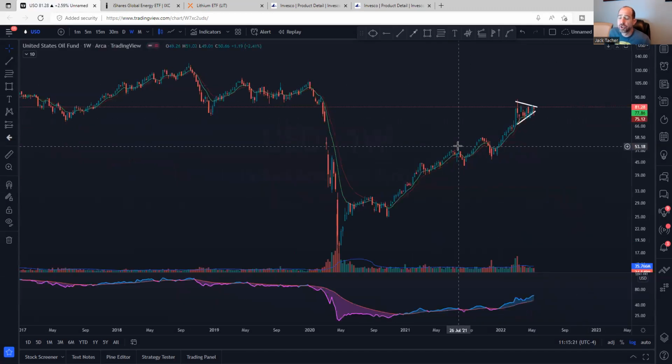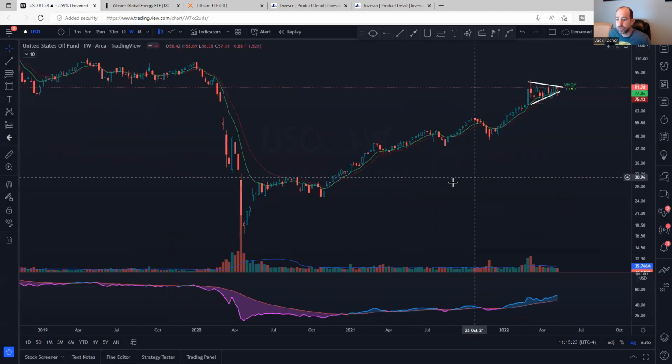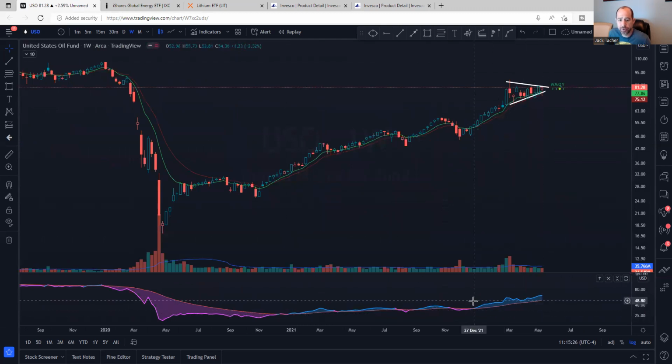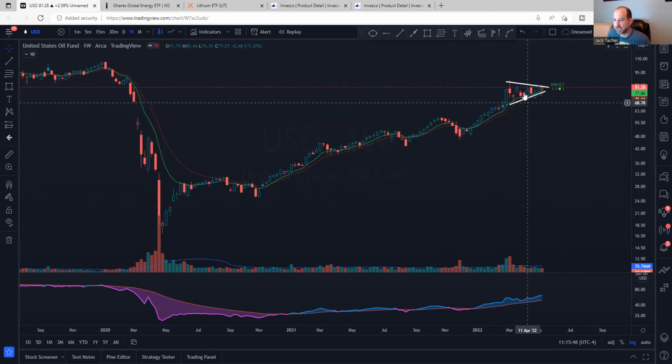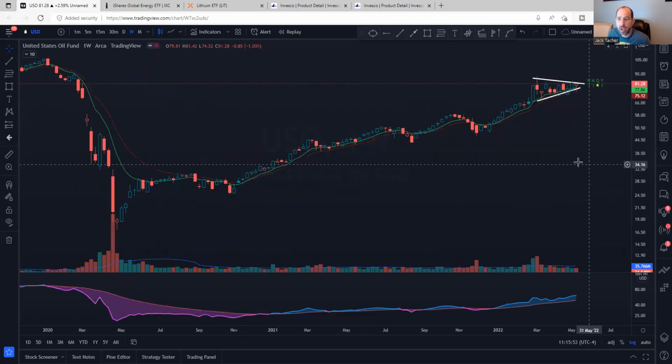USO, oil. So oil is, again, there's your outperformance, right? And it's been in this gigantic uptrend, literally bottomed April 2020, and has been in an uptrend ever since. And now it's got this pennant going for it, right? And so it's closing within the pennant. And if you go to a line chart, you see it's right there, trying to break out. It looks better on the bar chart with the candlesticks. Anyway, trying to break out.